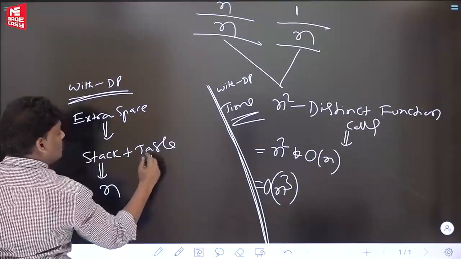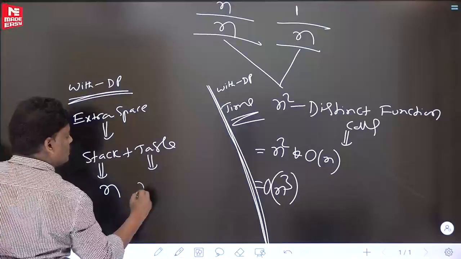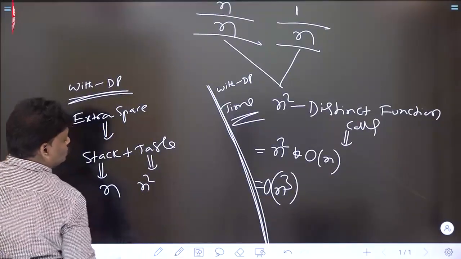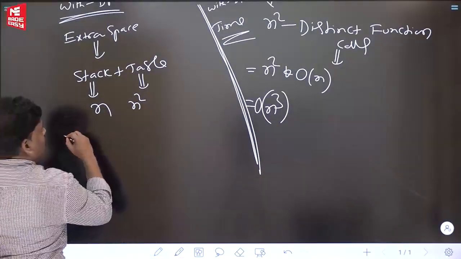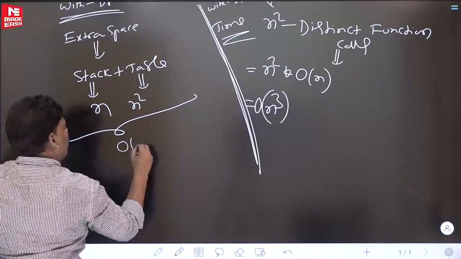What is the table size? Table size is based on how many distinct function calls. There are n square distinct function calls, so an n square table is required. So finally, n plus n square. What is the answer? Big O of n square.